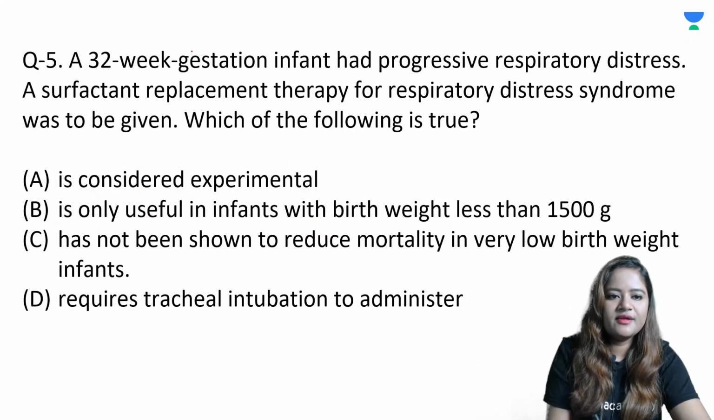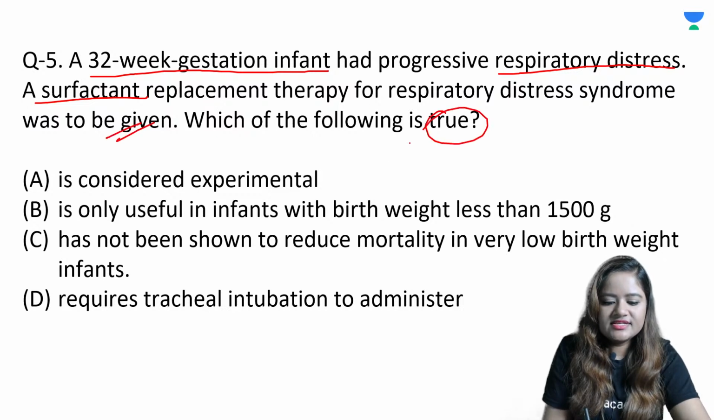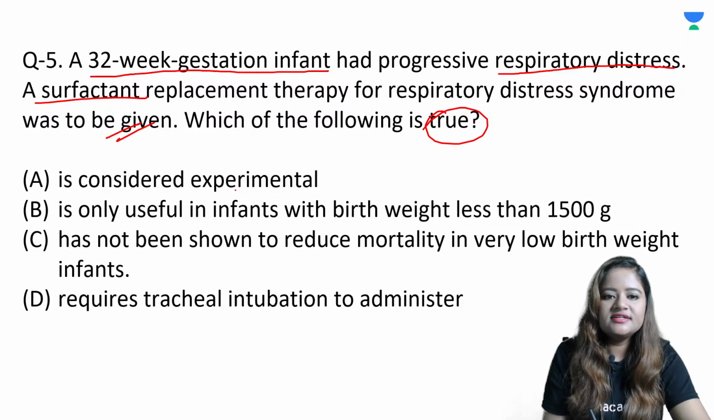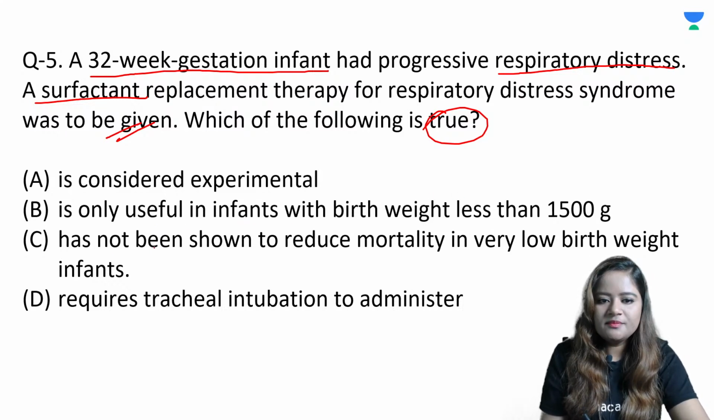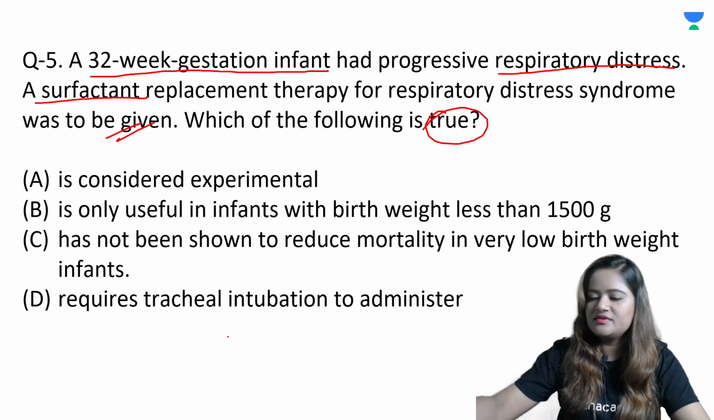Okay, question number 5. A 32-week gestation infant had progressive respiratory distress. A surfactant replacement therapy for RDS had to be given. Which of the following statements is true for giving a surfactant therapy? It is considered an experimental technique. It is only useful in infants whose birth weight is less than 1500 gram. It has not been shown to reduce mortality in very low birth weight infants. It requires tracheal intubation to administer surfactant. So, which is the true statement about the surfactant therapy which we give for respiratory distress syndrome?